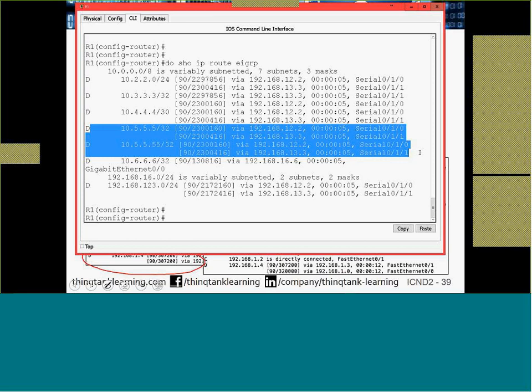It's very, very simple. It is a multiplier against the feasible distance. So if my feasible distance is 10, and I put in a variance of 2, then anything from 10 to 20 is considered equal. Does that make sense? Or the topology table. Of course, yeah. So you'll see two successors.